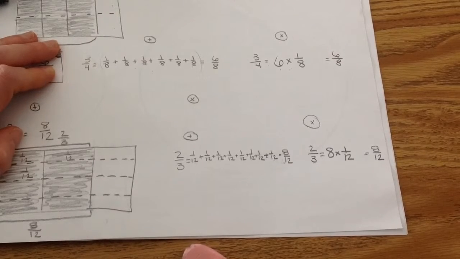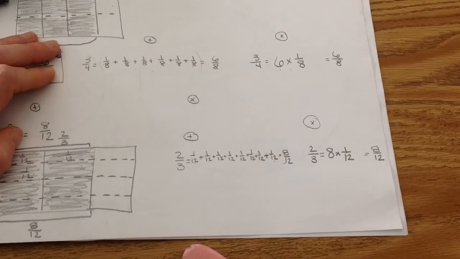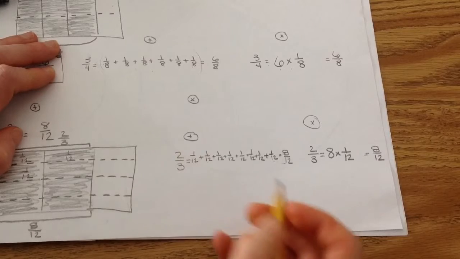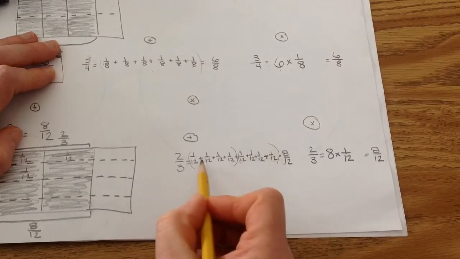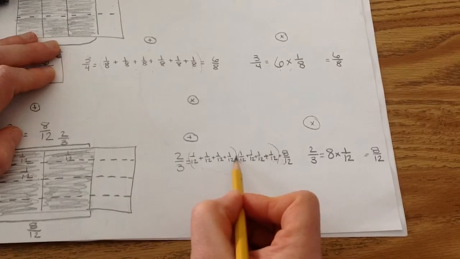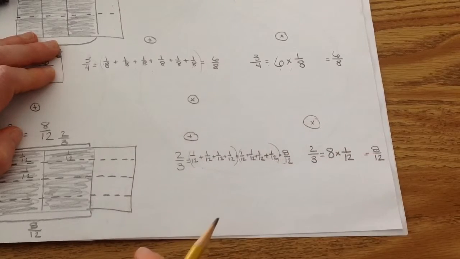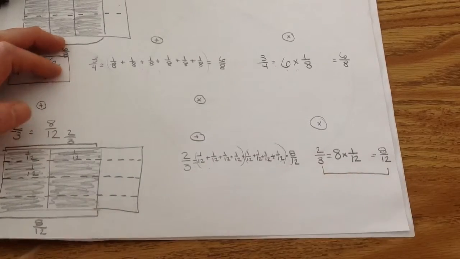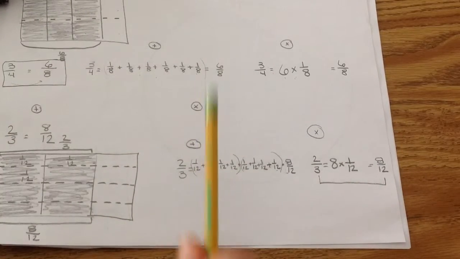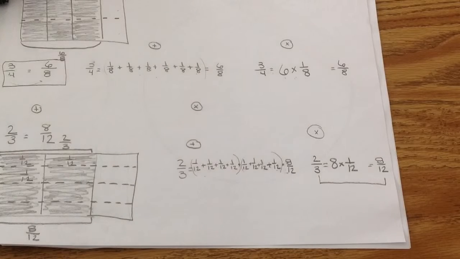Now there are multiple ways we could have done this. We could have broken this into 4 and 4 and done 4 times 1/12 plus 4 times 1/12. Any way works, as long as you end up showing that these two are truly equivalent. And that's what this does. It proves it.